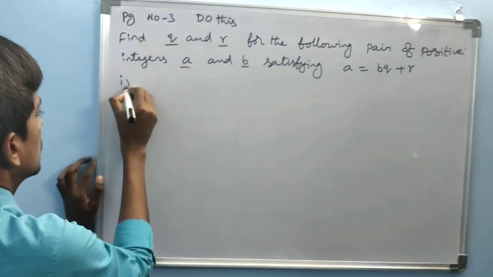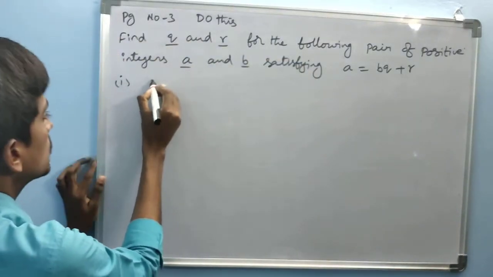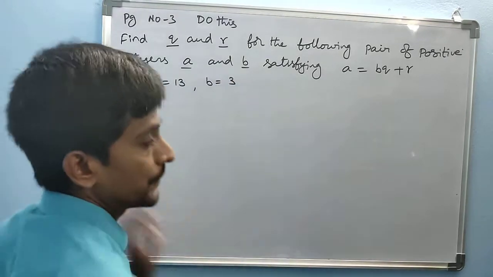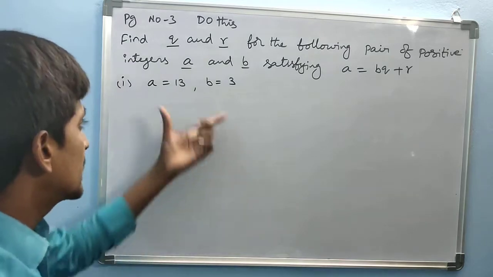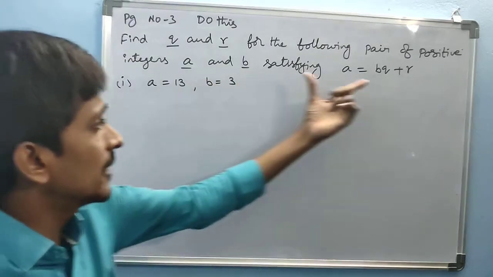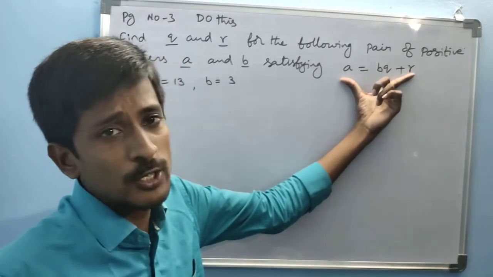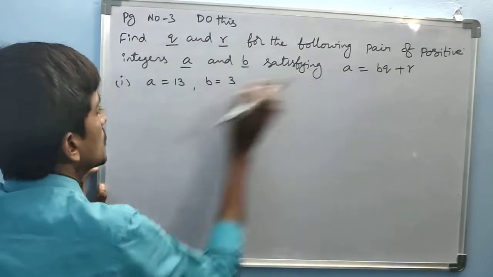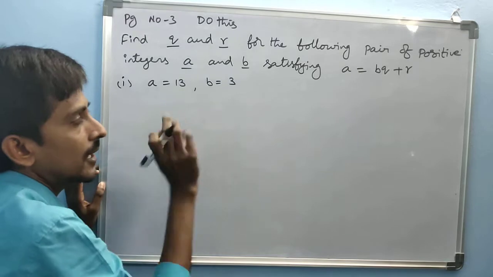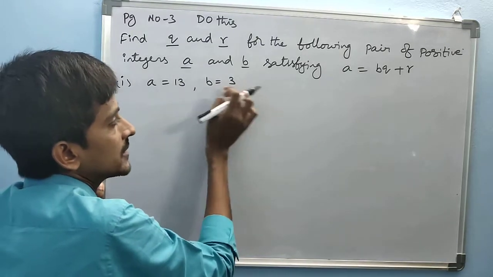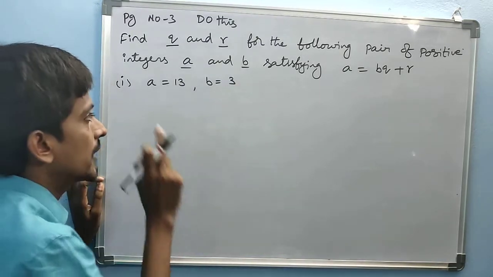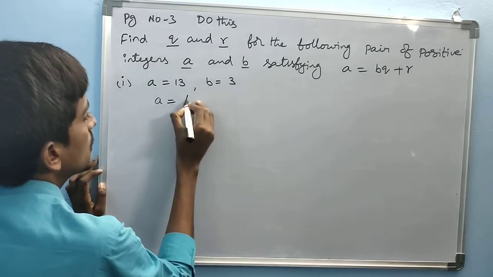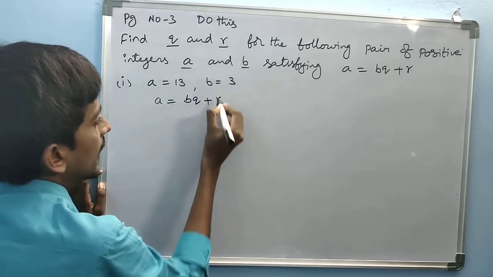First one, A equals 13, B equals 3. These two numbers are written in the form A equals BQ plus R. The biggest number we take as A, the smallest number we take as B, as I already said. B equals 3, A equals 13. A equals BQ plus R.